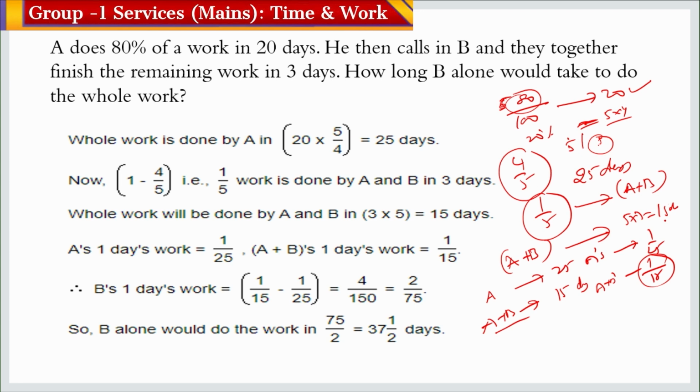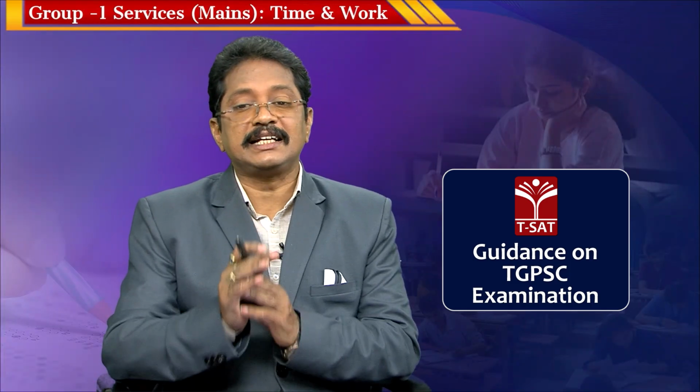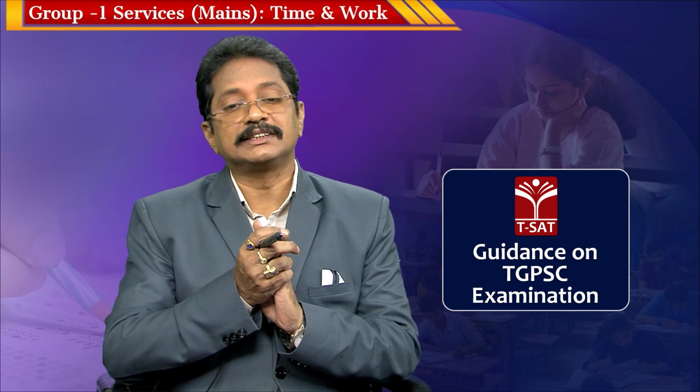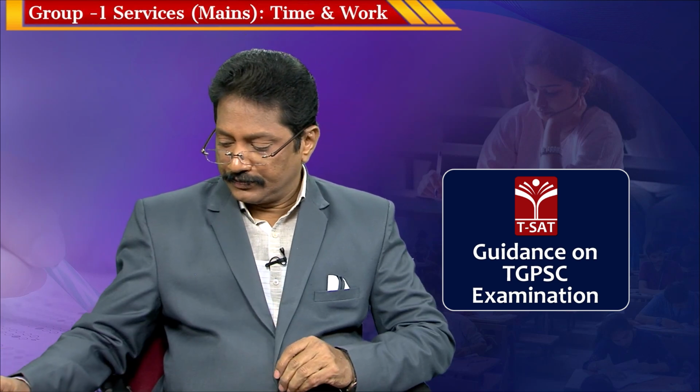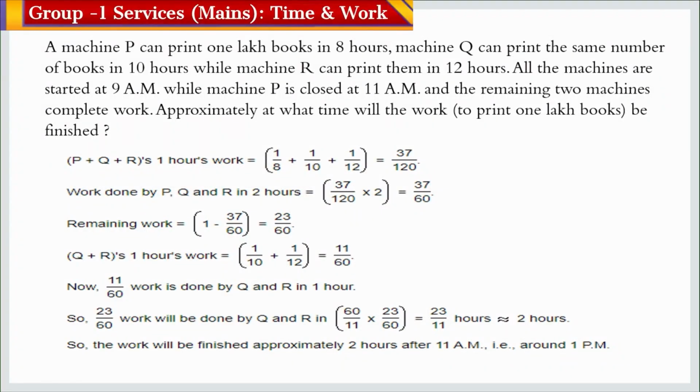A's work is 1 by 25. So, B alone's work is 1 by 15 minus 1 by 25, that is 2 by 75. So, B's work alone takes 75 by 2, that is 37.5 days. Clear? So, B can do the work alone in 37.5 days. Okay. Now, we will see the next question.